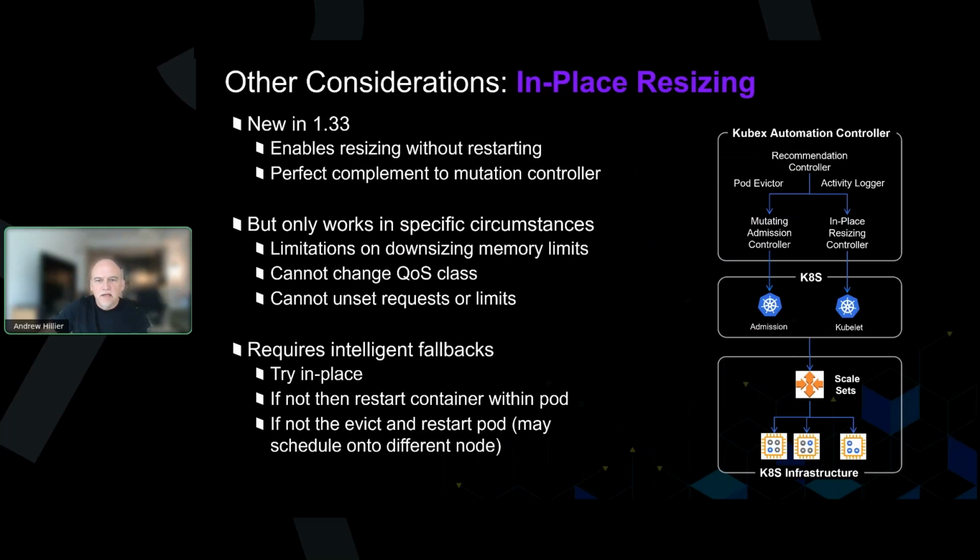It will fall back on certain things, so you can make it try in place. Nope, it's not possible. I'm not allowed to downsize the limit in place, so it can then try and restart the container. And if that's not possible, it can evict and restart the whole pod, which might put it on a different node. So we have a very intelligent fallback to walk through the combination of strategies to automate something. And again, if you can do it in place, that's great. It's really great technology because it doesn't disrupt, but we also use that to complement the mutating controller and the other strategies that we have.